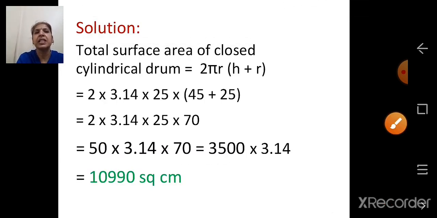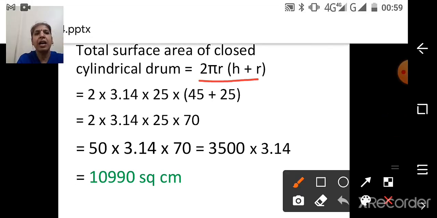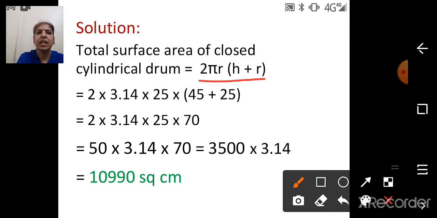So first thing is we will write the formula. Solution: write formula, total surface area of a closed cylindrical drum. Now when it is mentioned total surface area, closed and all, these are the words used. The drum, when we say total surface area, you have to find the curved surface area, the top, which is the circular top base, and the bottom one, that is also circular. So formula is 2 pi r and in bracket h plus r.